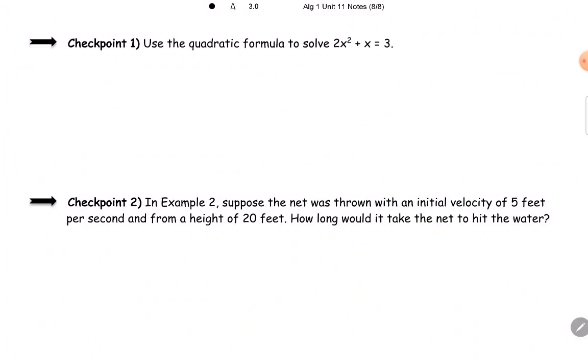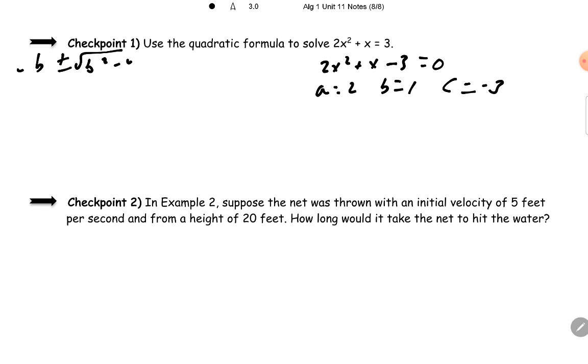Okay, checkpoint 1. Use the quadratic formula to solve this equation. So first move everything over so it's equal to 0. Find your a value, your b value, and c value. And then plug it into the equation: negative b plus or minus the square root of b squared minus 4ac, all over 2a.